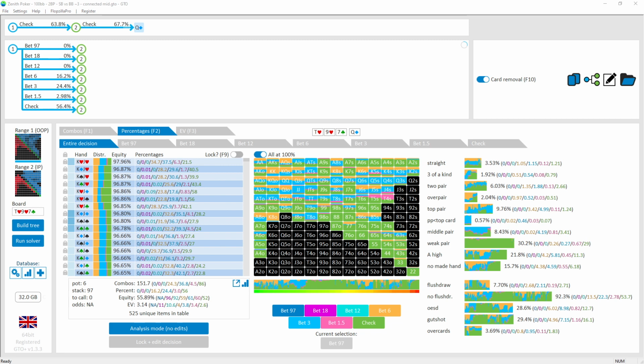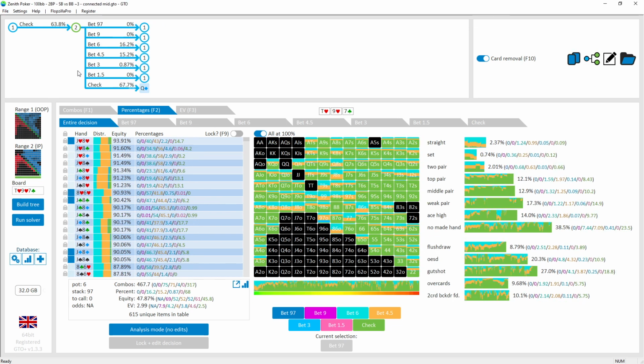In the next one, we will continue on and look at defending against these polar sizes from the big blind when you're in the small blind, and if you're in the big blind, using these big polar sizes on the flop, and how you're going to be playing the turns and rivers after you make this big bet.